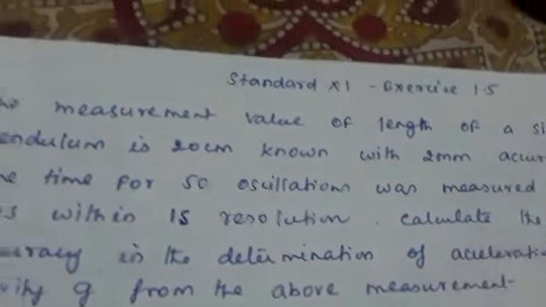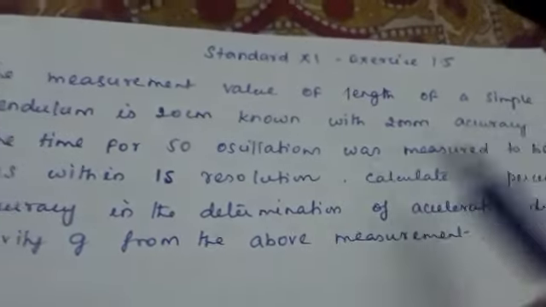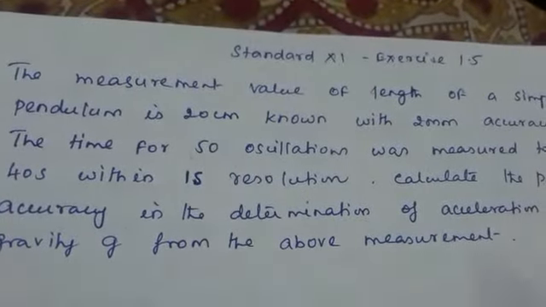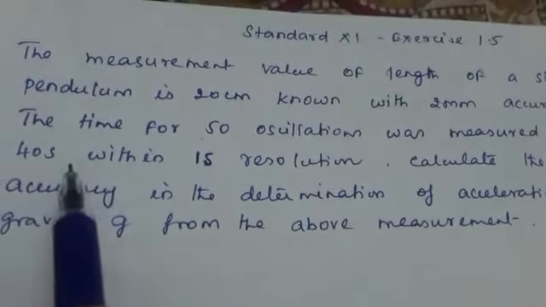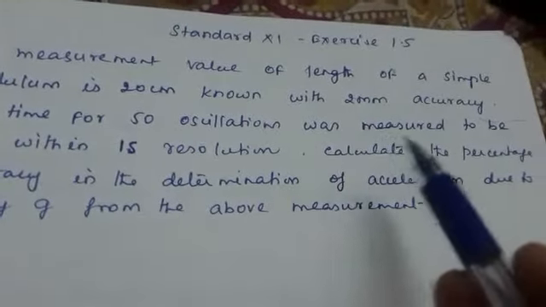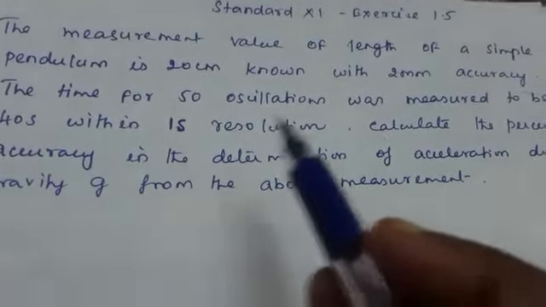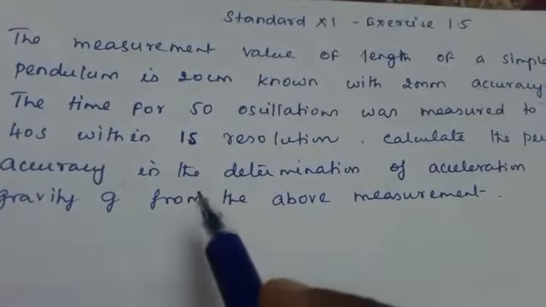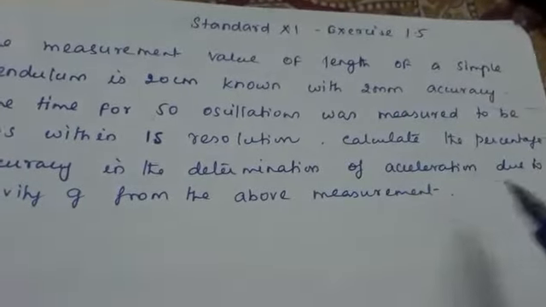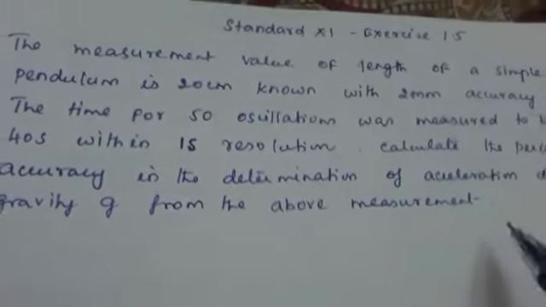Standard 11 exercise 1.5. The measured value of the length of a simple pendulum is 20 centimeter, known with 2 millimeter accuracy. The time for 50 oscillations was measured to be 40 seconds with 1 second resolution. Calculate the percentage accuracy in the determination of acceleration due to gravity from the above measurement.